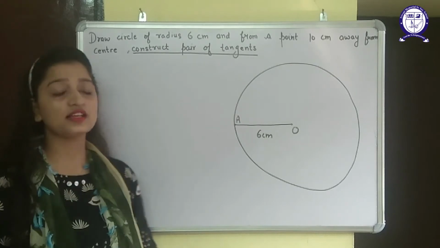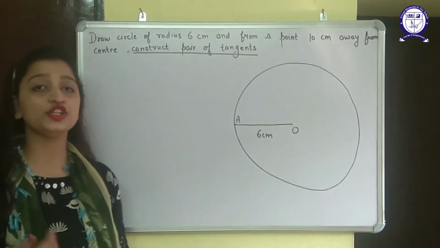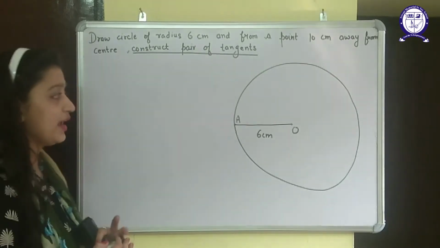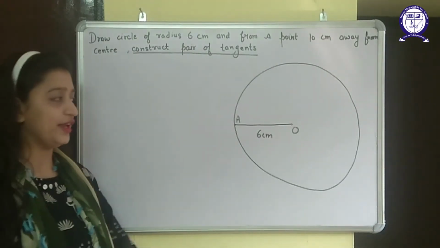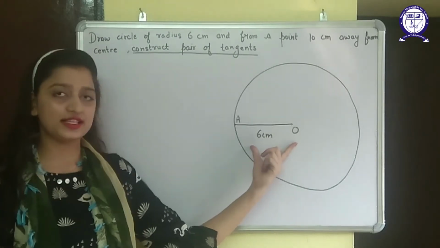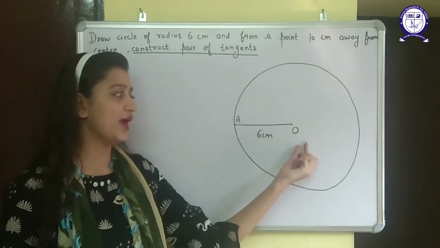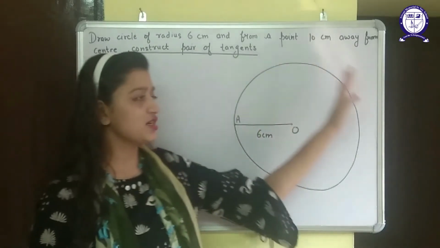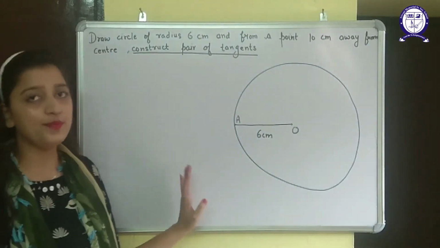In the chapter construction, you also need to write the steps of construction along with the constructed part. So the first step will be: draw a line OA of 6 cm, and with O as a center and 6 cm as the radius, draw a circle. This is your step 1.